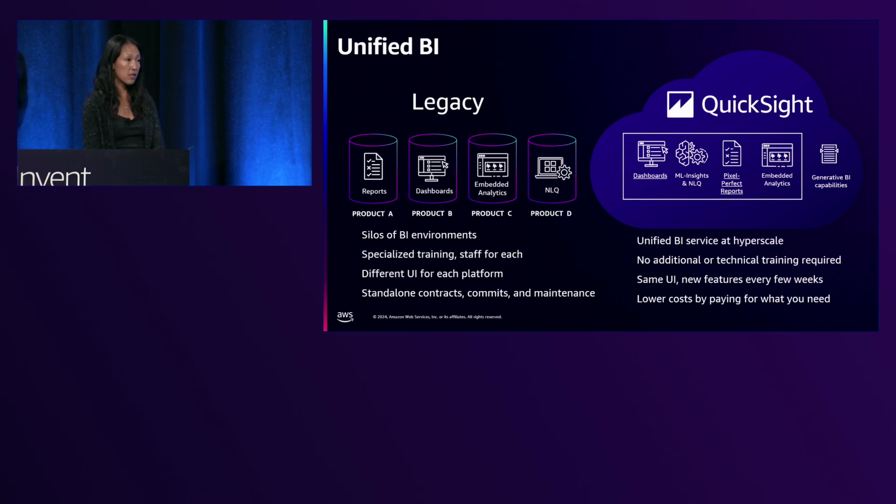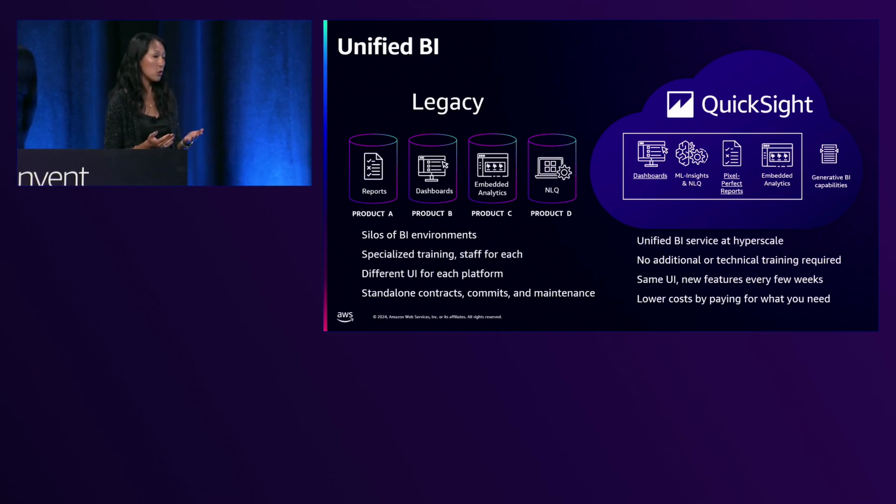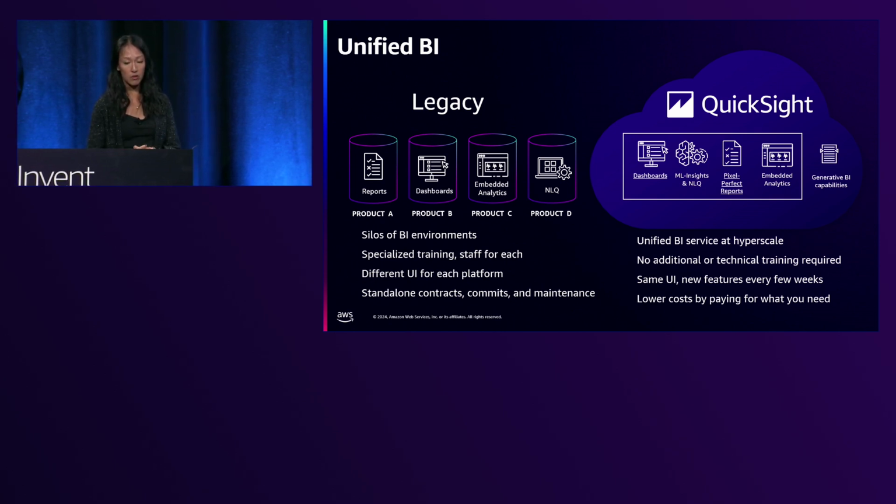And finally, because QuickSight is serverless and fully managed by AWS, that means no infrastructure management as you scale, no capacity planning. You enjoy upgrades, the new features are rolled out every couple weeks as they become available. And you're able to lower costs by paying for what you need as well.